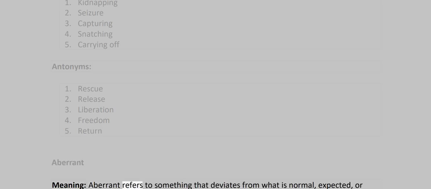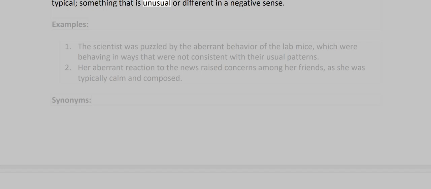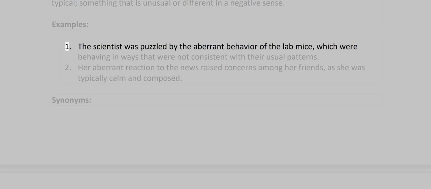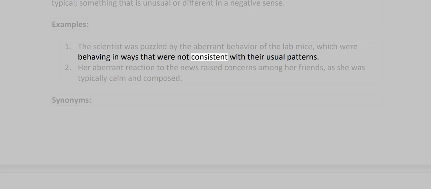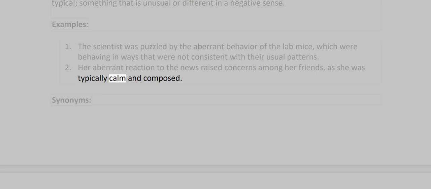Aberrant. Meaning: aberrant refers to something that deviates from what is normal, expected, or typical, something that is unusual or different in a negative sense. Examples: 1. The scientist was puzzled by the aberrant behavior of the lab mice, which were behaving in ways that were not consistent with their usual patterns. 2. Her aberrant reaction to the news raised concerns among her friends, as she was typically calm and composed.